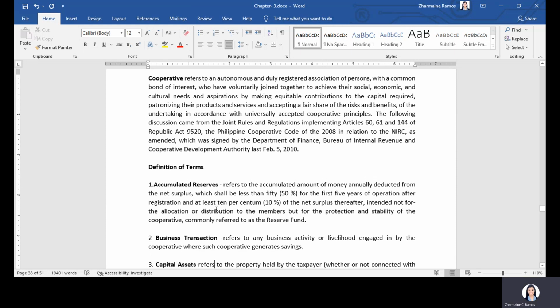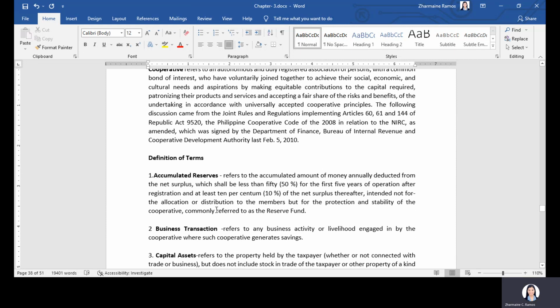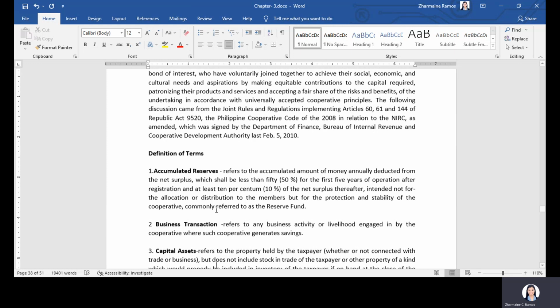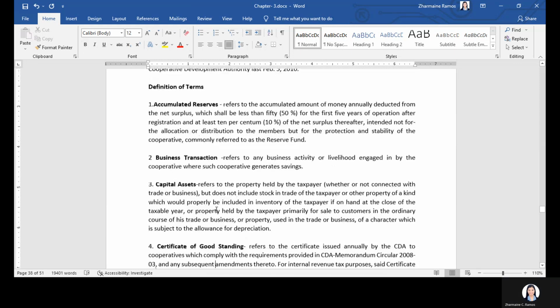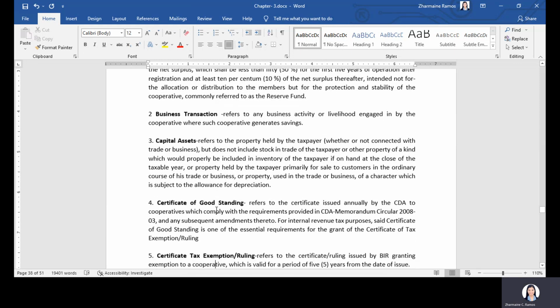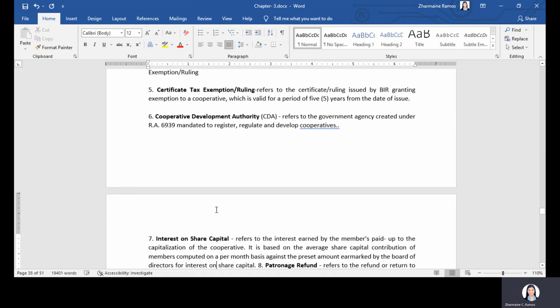Pag sinabing accumulated reserves, it refers to the accumulated amount of money annually deducted dun sa net surplus mo, which shall be not less than 50% for the first 5 years of operation after the registration and at least 10% of the net surplus thereafter. So, i-discuss ko na lang pag babalik.